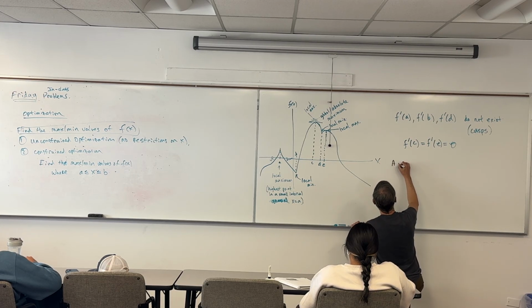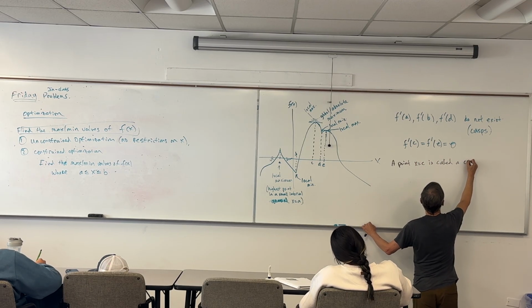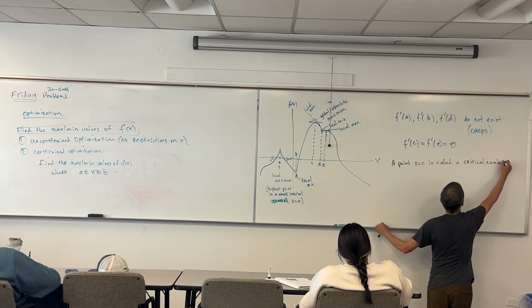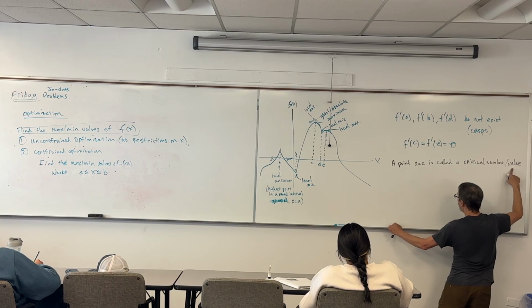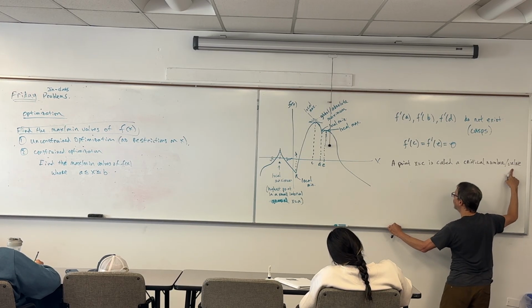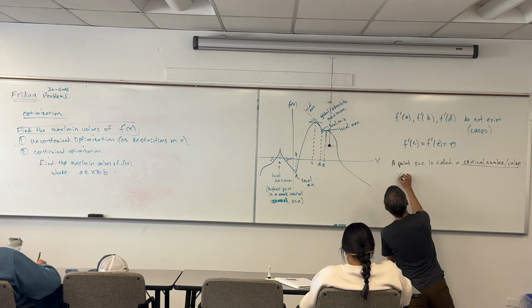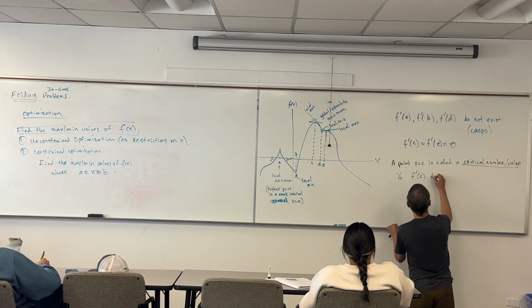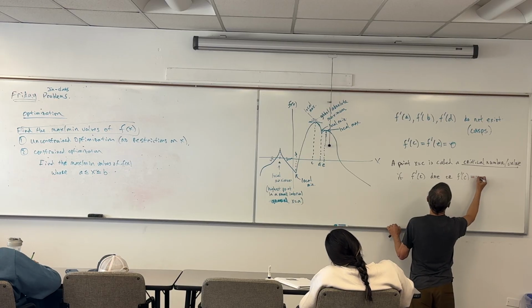So a point, x equals c, is called a critical number, that's what our book calls them, but it could also be value. That's a common way to say it. I'll probably call it critical value because that's how I learned. If f prime of c does not exist, or f prime of c equals 0.